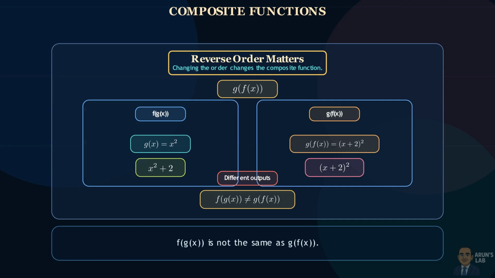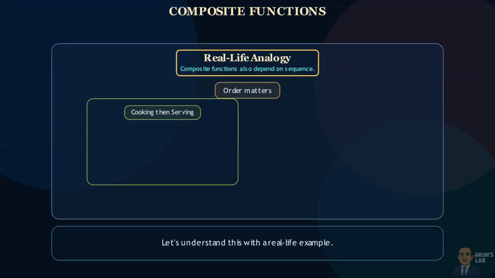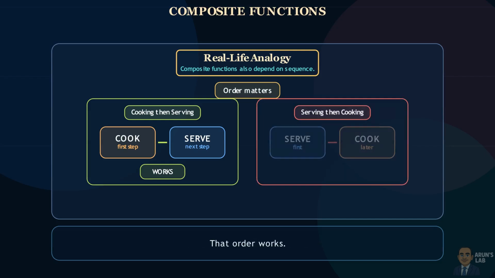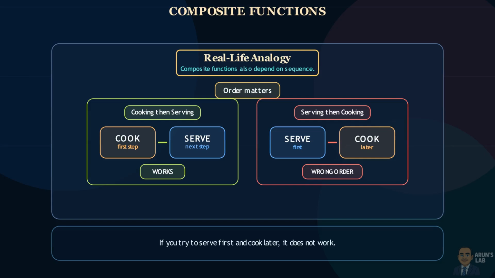See, this shows something very important. Composite functions depend on the order. f of g of x is not the same as g of f of x. Let's understand this with a real life example. Imagine, first you cook food, then you serve it. This is one order. But if you try to serve first and cook later, it does not work. Order matters. In the same way, composite function depends on the sequence of operations.